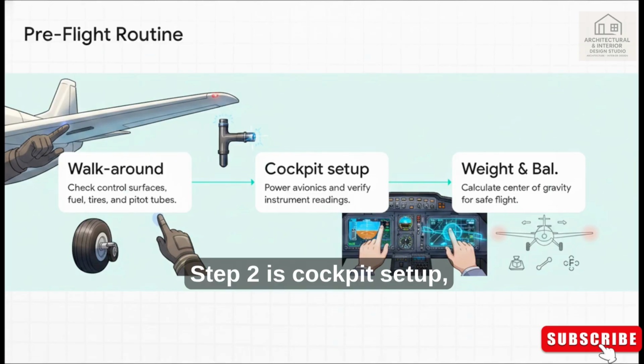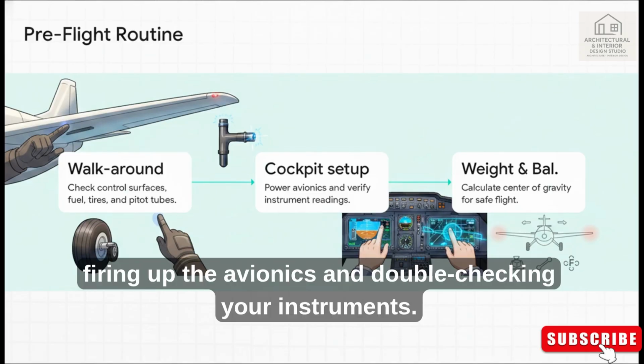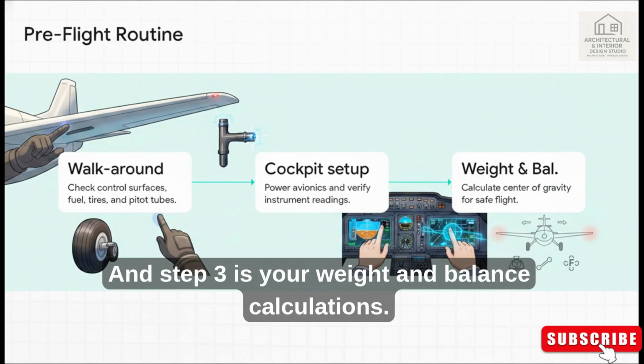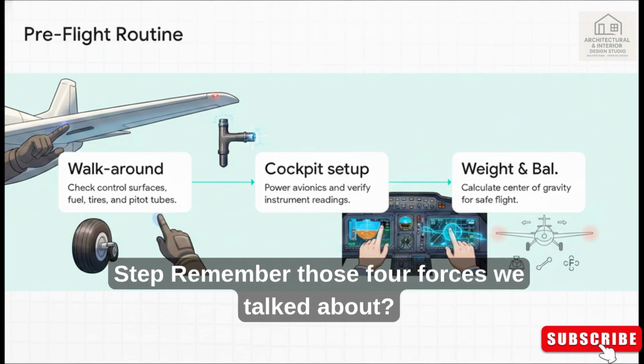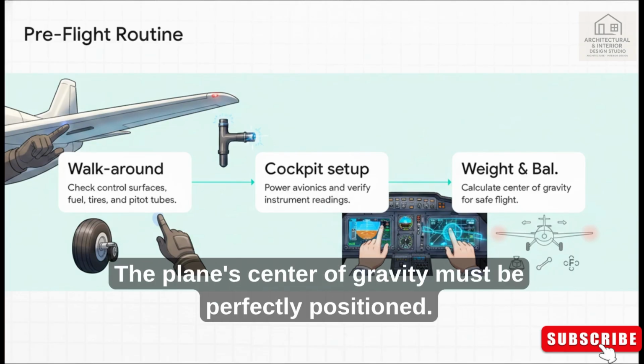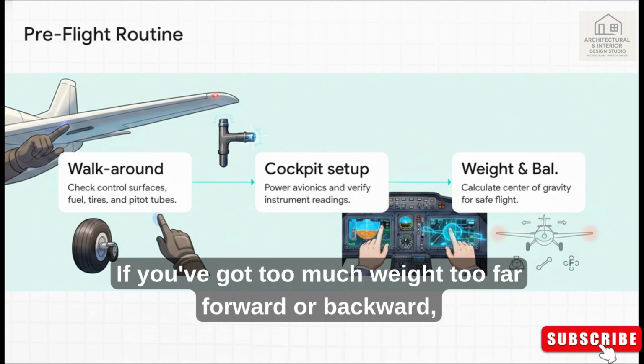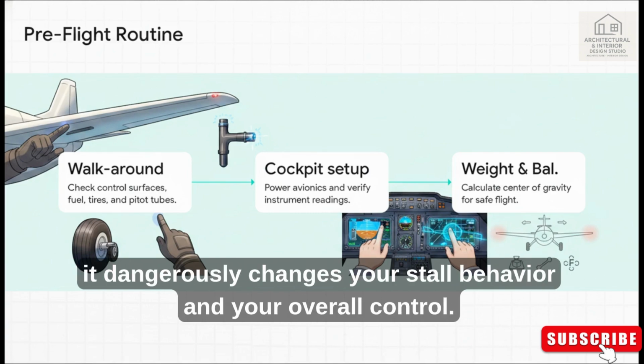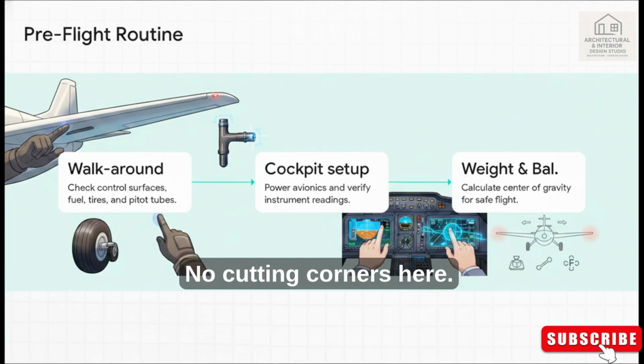Step 2 is cockpit setup, firing up the avionics and double-checking your instruments. And step 3 is your weight and balance calculation. Remember those 4 forces we talked about? The plane's center of gravity must be perfectly positioned. If you've got too much weight too far forward or backward, it dangerously changes your stall behavior and your overall control. No cutting corners here.